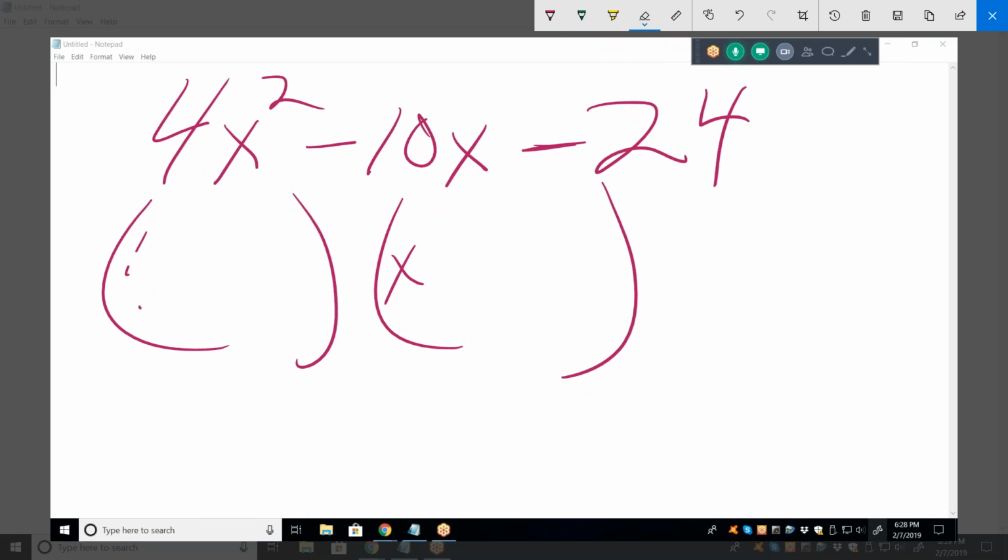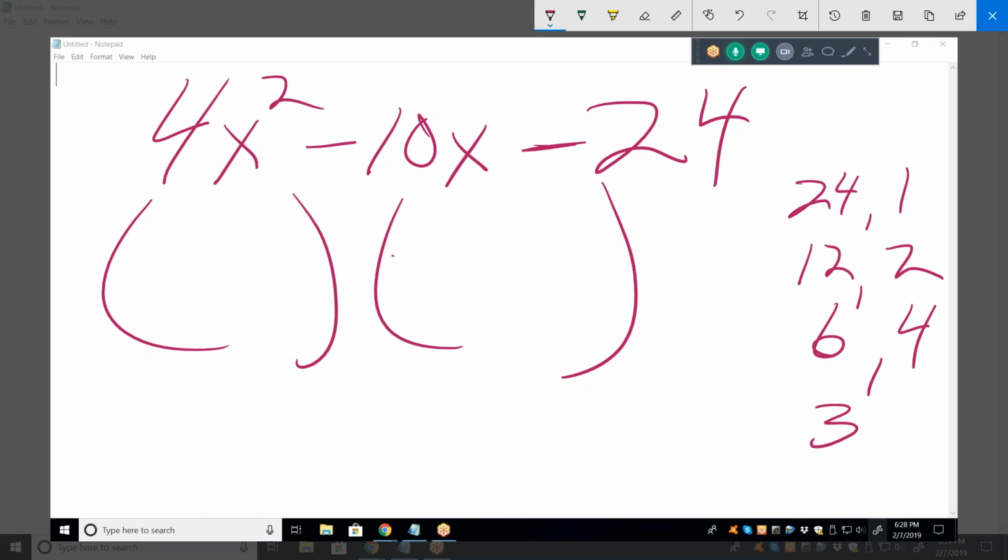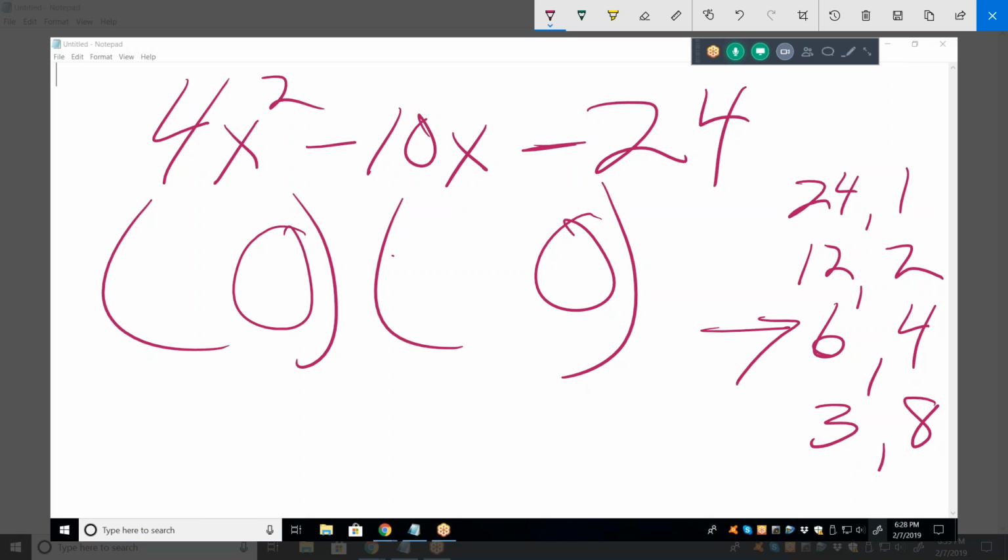And now let's look at the factors of 24. We got 24 and 1, cut that in half, 12 and 2, cut it in half again, 6 and 4, cut it in half again, double that. Those are all my factors of 24. So when I get to this step here, I'm going to tell you try 6 and 4 because they're the 2 closest together, but there's no guarantee that that'll be the answer.